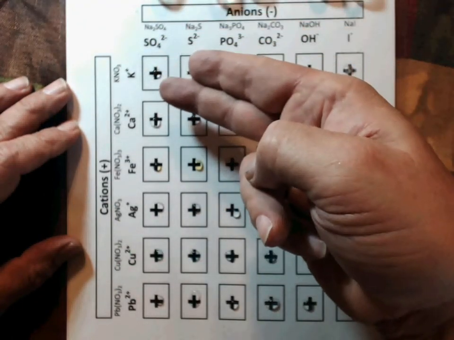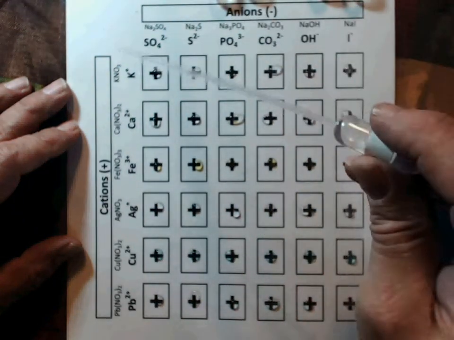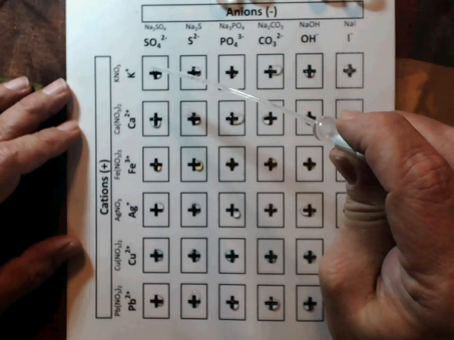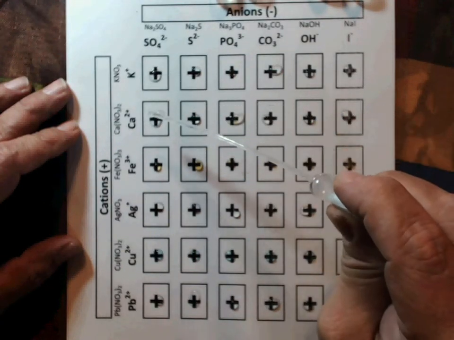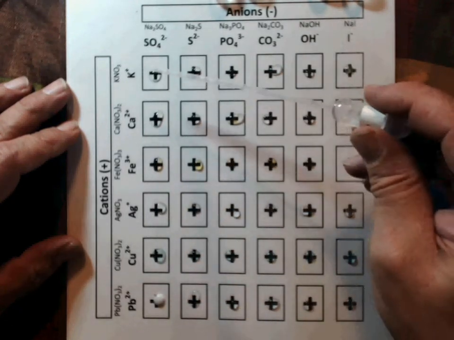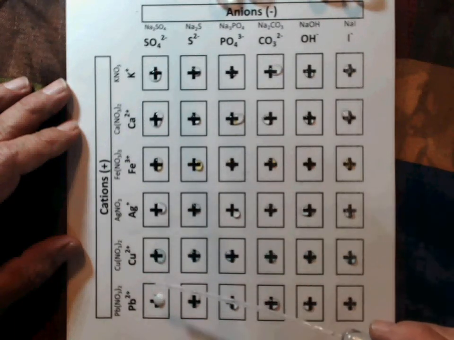The next thing I'm going to do is I'm going to put the anions going across this way. So we're going to start with sulfate, and I'll add 1 drop of sulfate, and we'll see if a precipitate forms as we go down the line. So you can see that these are mostly clear, but here on the lead we formed a white precipitate.